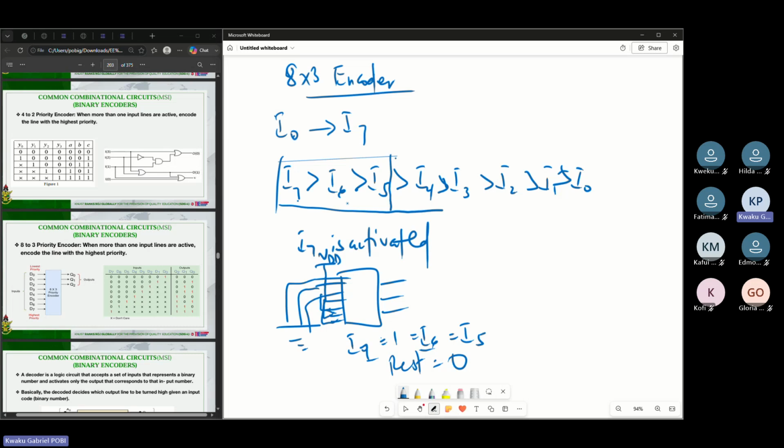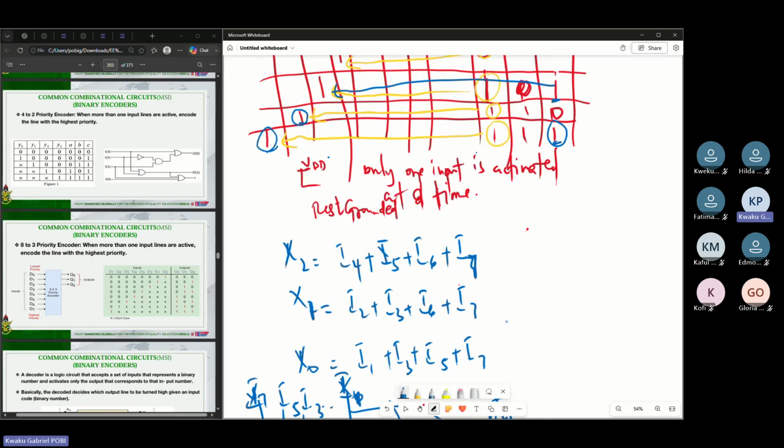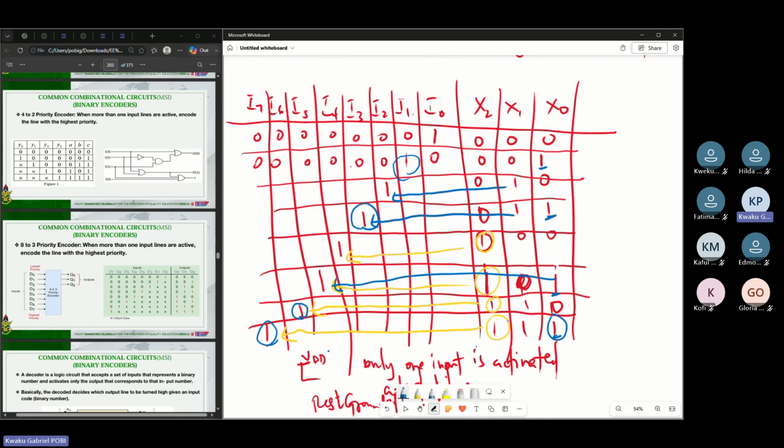We don't even care whether I4 is being activated, whether I3 is being activated, or whether I2, I1 or I0 is being activated. What we do care about is that if you don't have priority over that one, then we don't care about your value, whether you are a 0 or a 1. We still output the one with the highest priority. That's all.